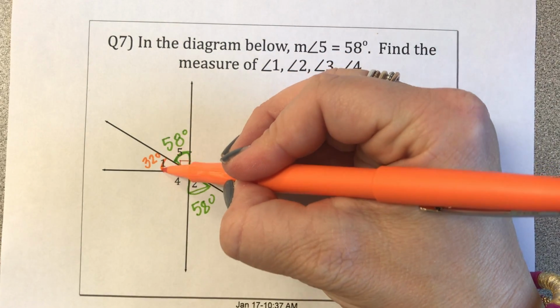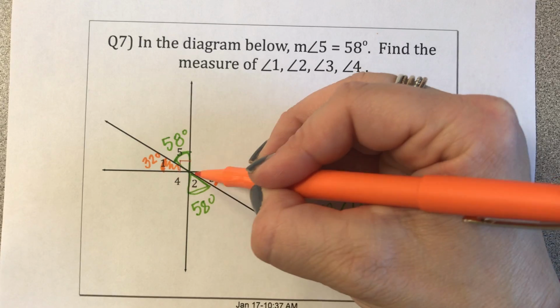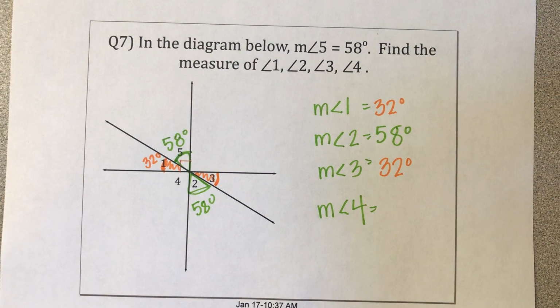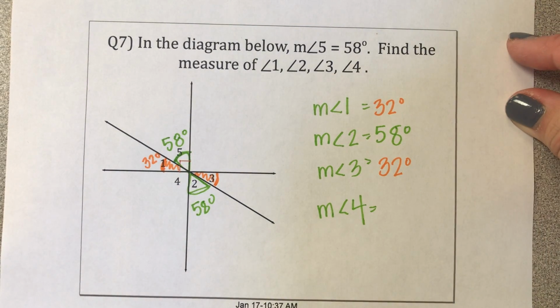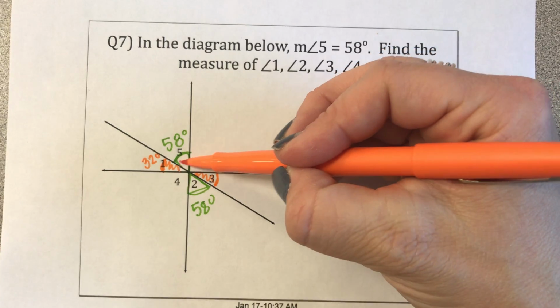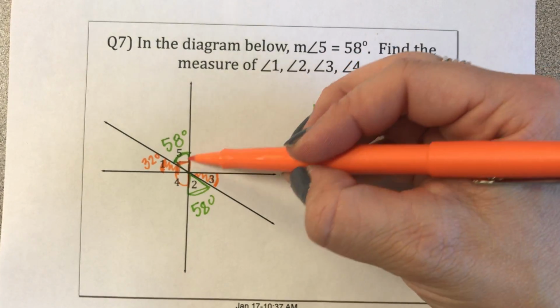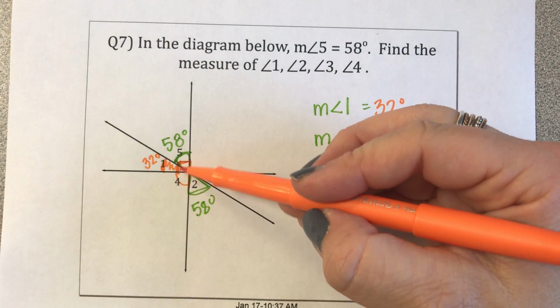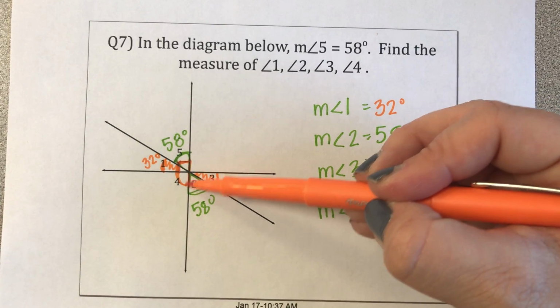If angle 1 is 32, angle 3 is directly across. They're vertical, so angle 3 would have to be 32 degrees. The last one I'm left with is angle 4. If I put this angle together with angle 4, it made a straight line. This one is 90, so angle 4 has to be a right angle because they are supplementary. When I put together this angle right here with angle 4, it made a straight line.